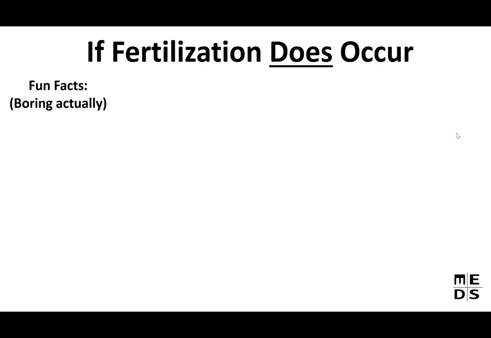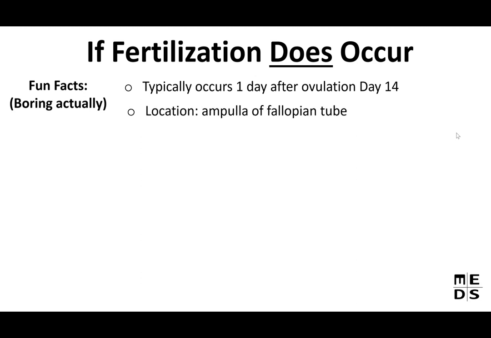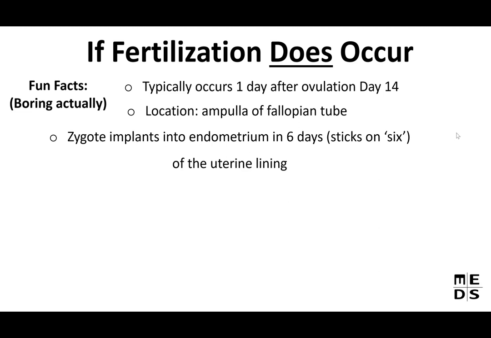Okay, so this is actually a whole slide to kind of just answer any questions, like, wait, where did this thing come from? Where did that come from? And just little tidbits of information. So fertilization typically occurs 1 day after ovulation on day 14. Location of fertilization, meaning when the actual oocyte or the egg meets the sperm, is actually in the ampulla of the fallopian tube. I've been asked that quite a few times. That's actually a very popular question.